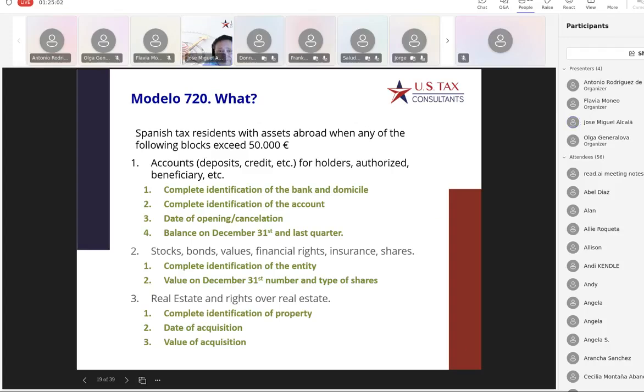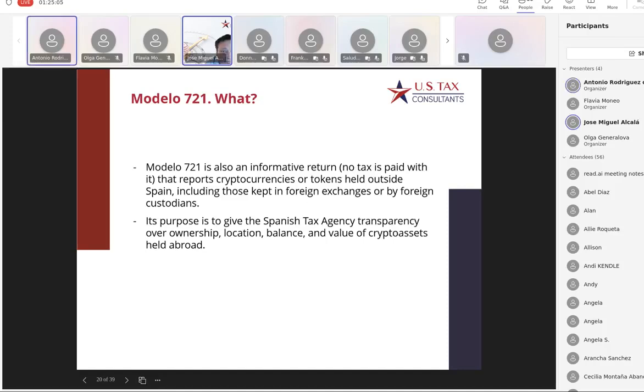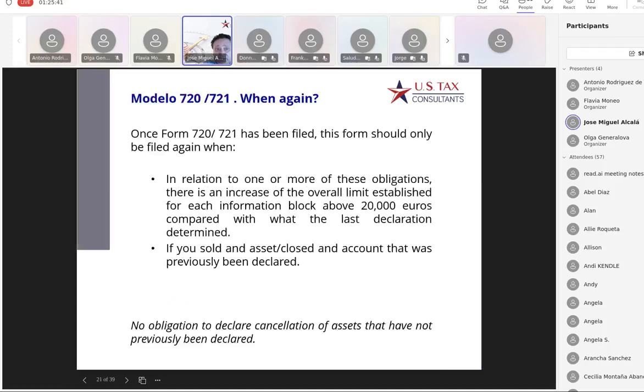Next slide, please. Thank you. All right, and we have the Modelo 721. Obviously, this could be the fourth block of the 720, but the Spanish tax agency decided to make a new form, and it is called the 721. And here, again, we are going to report our cryptocurrencies that we may have outside of Spain. It is important to know that we will only declare the cryptos that are in the custody of a third party.